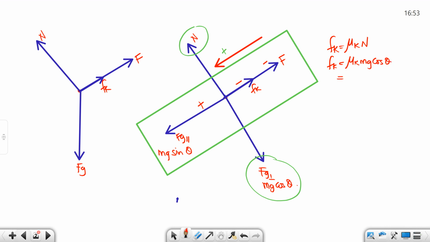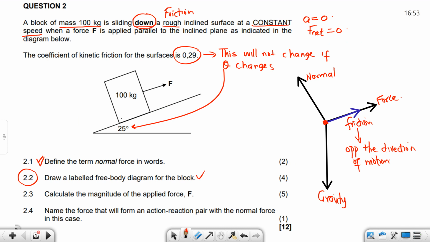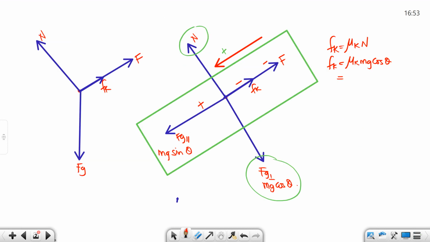What is our kinetic friction? 0.29, and the angle is 25. 0.29, mass is what? 100. G is what? 9.8. Cos what? 25 degrees. Guys, like I said, some of these calculations you will be the one to finish up the calculation.